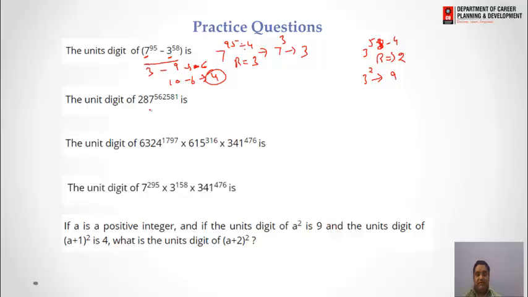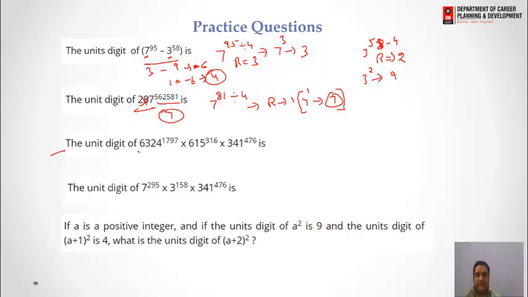Now the next one, 287 power 562581. Here 287, so 28 has no significance. We just need to find 7 power this, and if the power is very big, we just need to check the divisibility of the last 2 digits, which is 81. 81 divided by 4, the remainder is 1, and for 7 power 1, the unit digit is 7 itself. So this is the answer for this question, 7 is the unit digit of this expression.